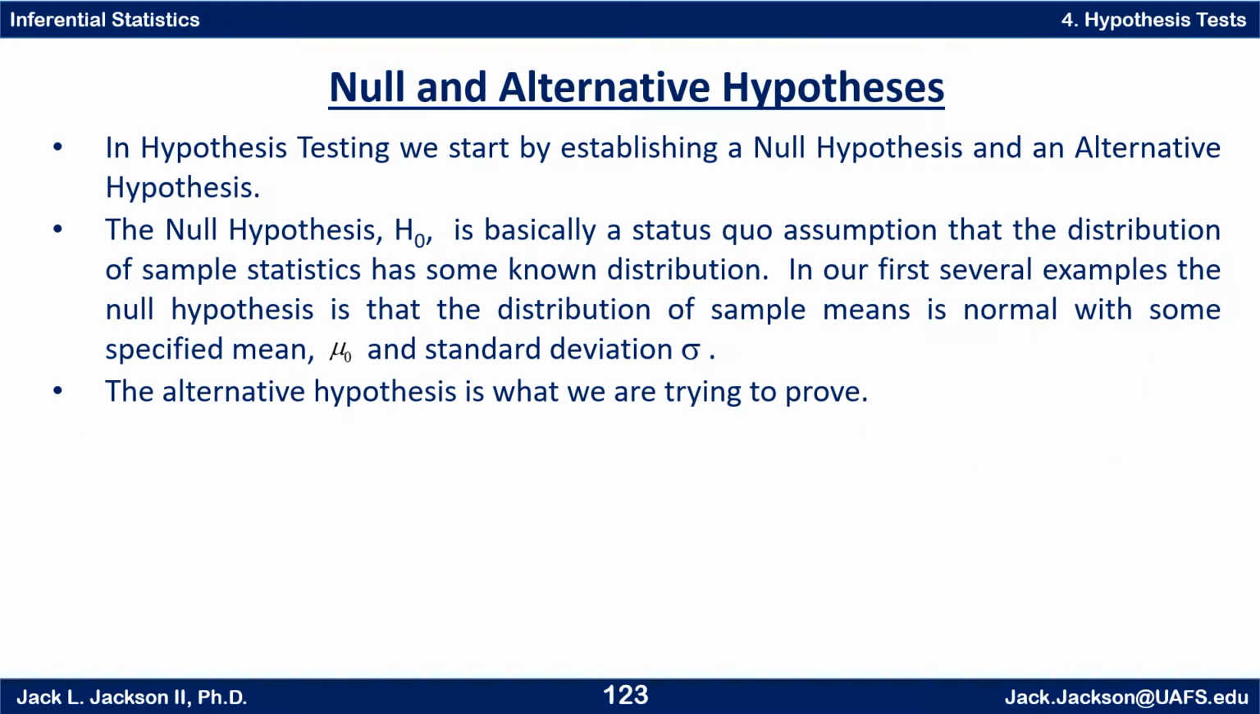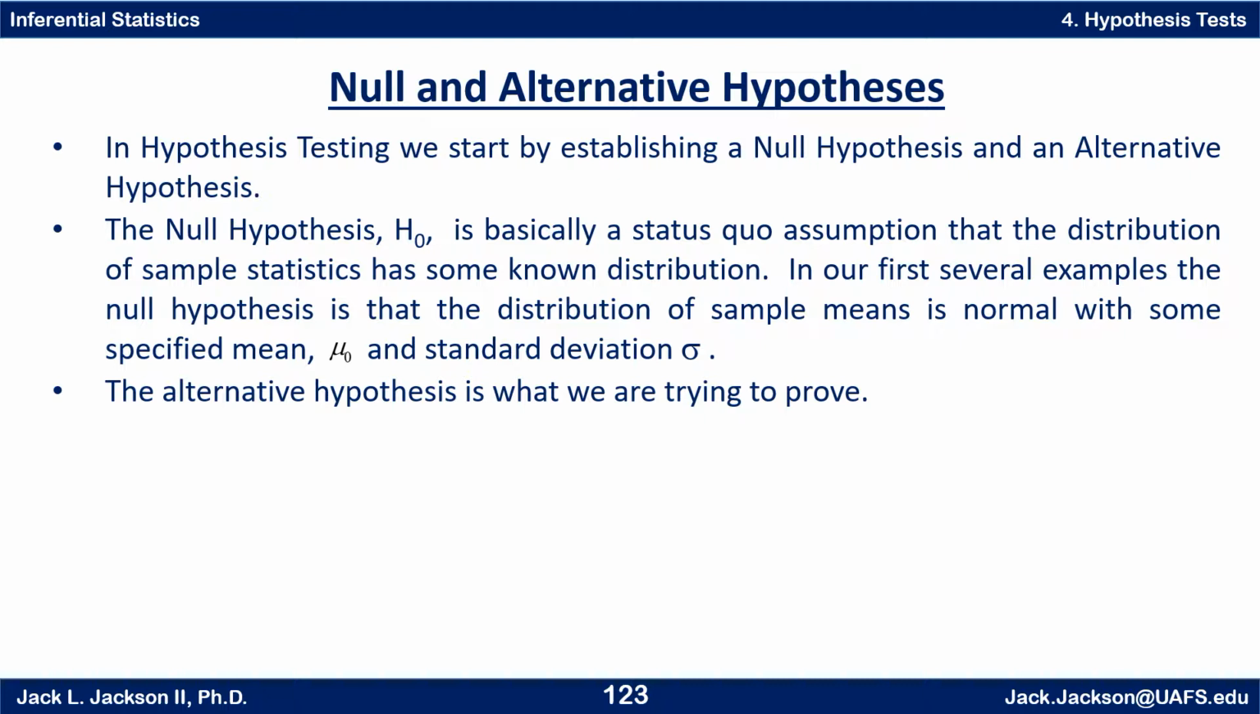We start by having something we call a null hypothesis and an alternative hypothesis. The null hypothesis, H sub 0, is basically a status quo assumption, and that is that the distribution of the sample statistics has some known distribution. In our first several examples, the null hypothesis is that the distribution of sample means is normal with some specified, known, or at least assumed mean, mu sub 0, and standard deviation, sigma. The alternative hypothesis is basically what we're trying to prove.